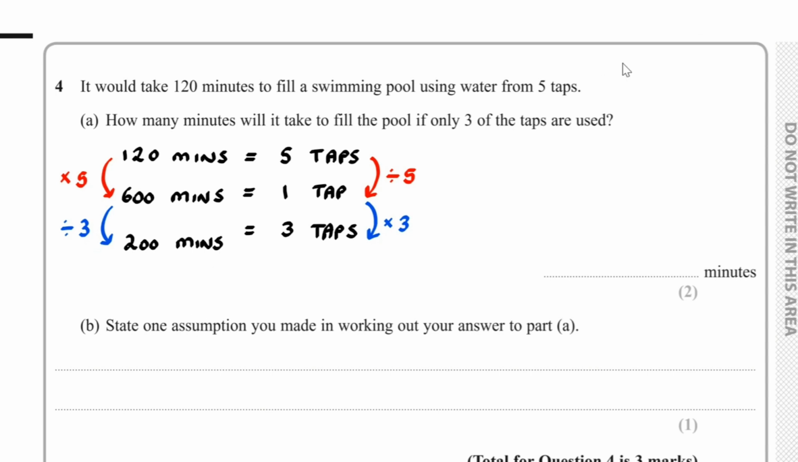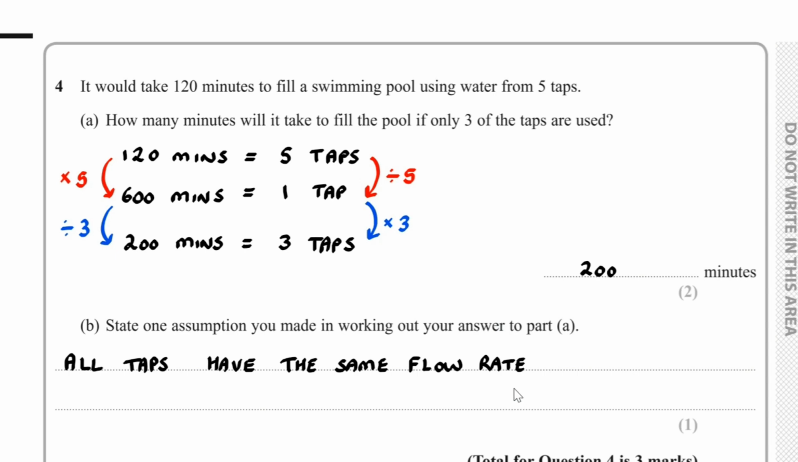So for 3 taps, it would take 200 minutes. And then we have to state one assumption we made in our working to the answer in part A. Well, we've assumed that all taps have the same flow rate.